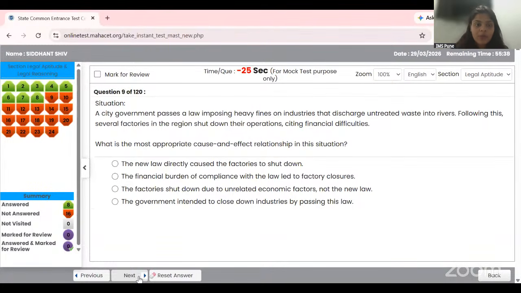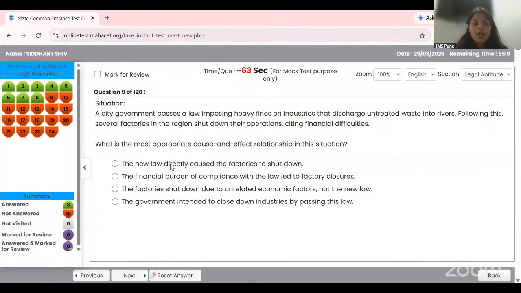So moving forward from here, again there is a situation given to all of you. It says a city government passes a law imposing heavy fine on industries that discharge untreated waste into rivers. Okay, so what is done here? A fine is imposed on certain industries that are discharging untreated waste, who are not following the guidelines. Because of this, several factories in the region have to shut down their operations, citing financial difficulties.